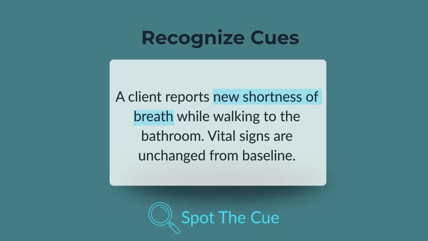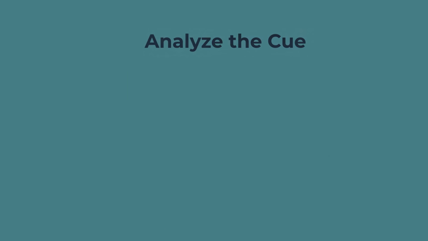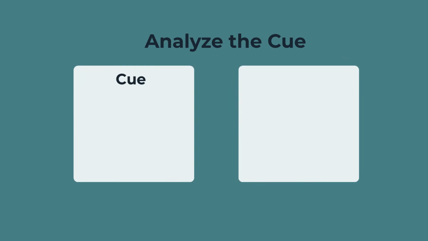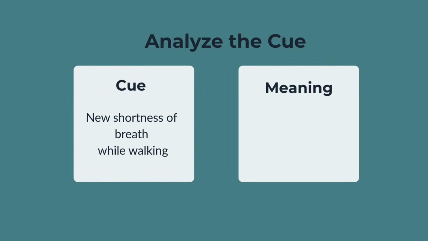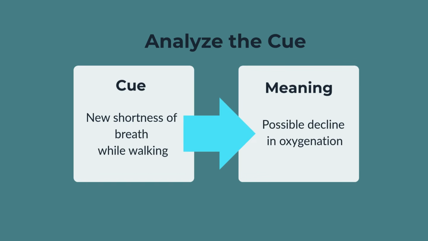Once you've spotted the cue, your next step is analyzing it, asking what that detail means for the client. This matters because the exam isn't testing random facts. It's testing whether you can interpret the direction the client is heading. If the cue suggests worsening, improvement, or a new concern, that interpretation guides the rest of your reasoning. When you understand the meaning behind the cue, the question prompt and answer choices begin to make a lot more sense.